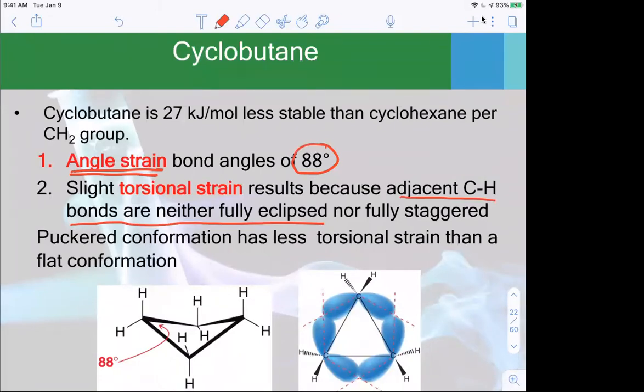I actually get some sort of a puckered conformation, which has less strain than a flat. So if you build this, you're going to see that I actually have some sort of puckering here. And that allows a little bit of the strain inherent in that very small cyclobutyl ring to be relieved a little bit.